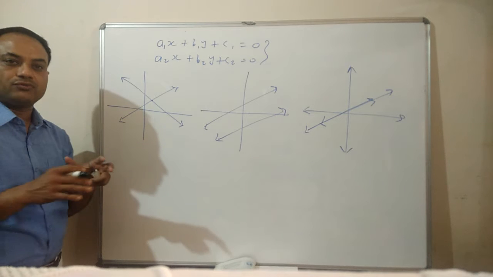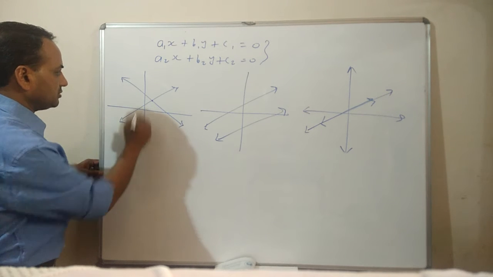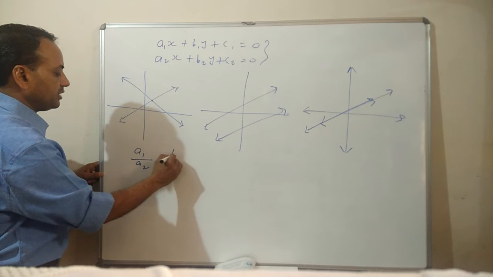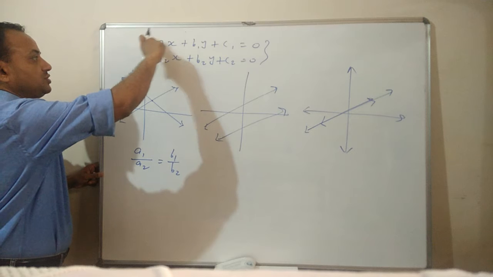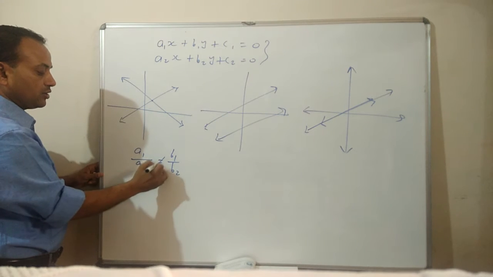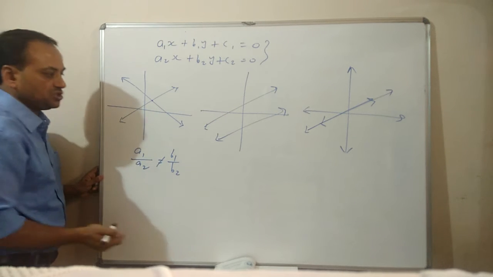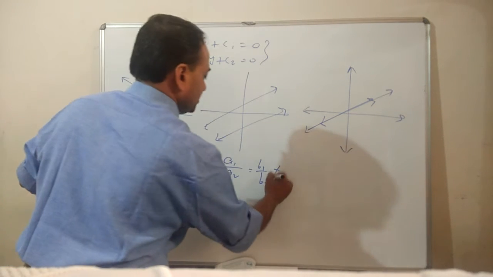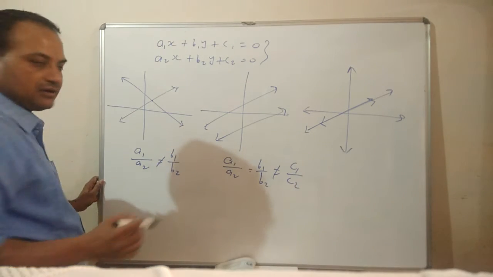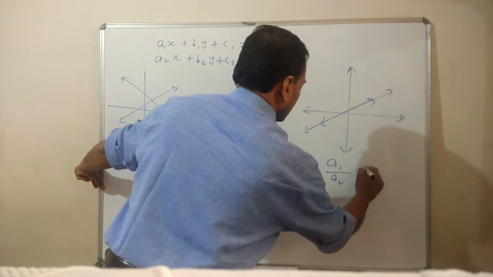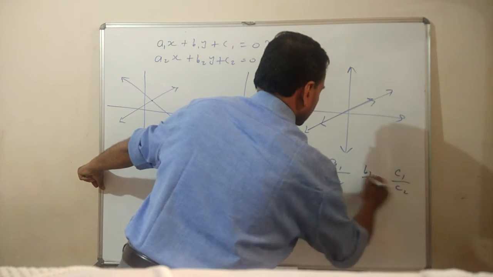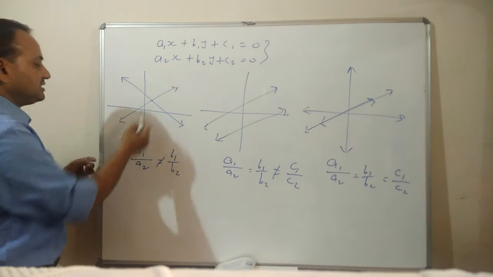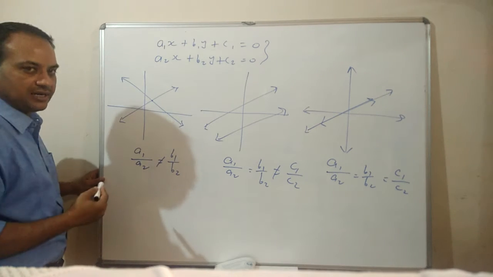Then algebraically, if we want to represent these equations, the intersecting condition is a1 upon a2 not equal to b1 upon b2. If the coefficients of x and y from both equations are not in proportion, then we get the intersecting condition. If a1 upon a2 and b1 upon b2 are equal, but c1 upon c2 is not equal, in that case we get the parallel condition. And if a1 upon a2, b1 upon b2 and c1 upon c2 all three are equal, in that case we get the coincident condition. So we say intersecting lines, parallel lines, coincident lines.